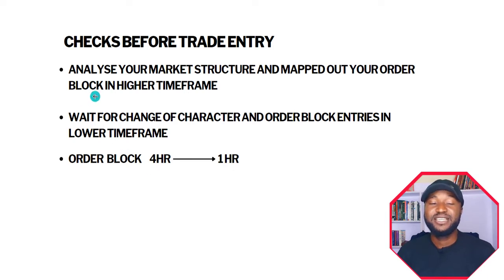Now, look at this. You identify your order block in, let's say, 4 hours, and then you jump down to 1 hour for trade entry. If you're using 1 hour, you identify your order block in 1 hour and jump down to 15 minutes for your entry. This is so that you can find the perfect entry. Let's go to that and then I will show you how it works.